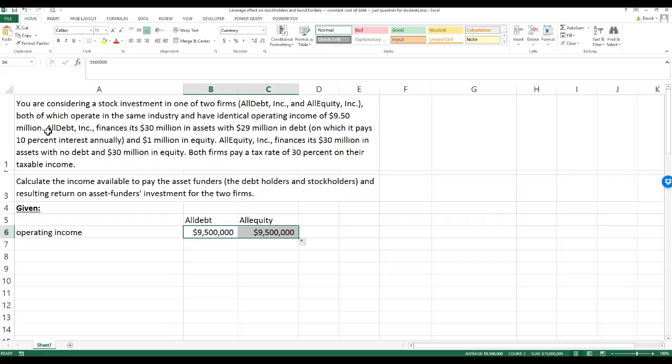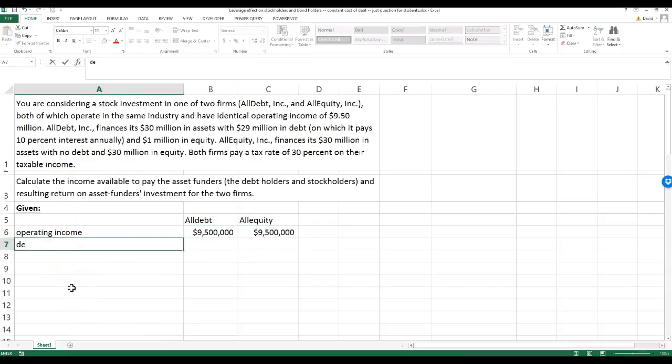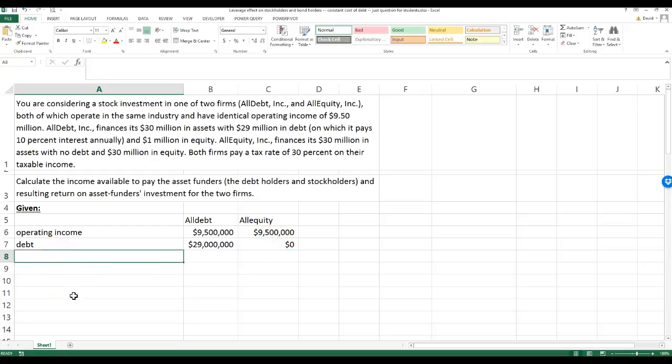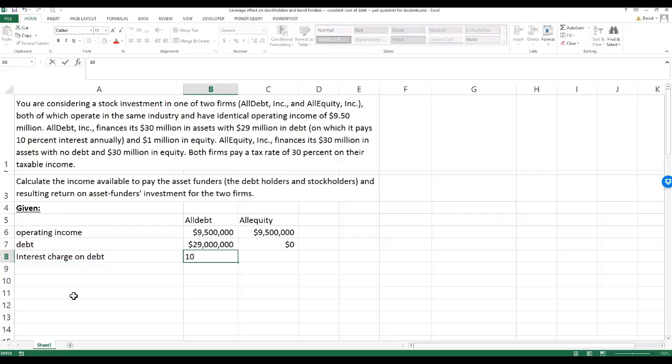Okay, and all debt uses $29 million. So we'll just say the debt. These guys use 29 million. And these guys, they're all equity, so they don't use any debt, if the corporation uses stock, right? And then interest on the debt is 10% in this problem.